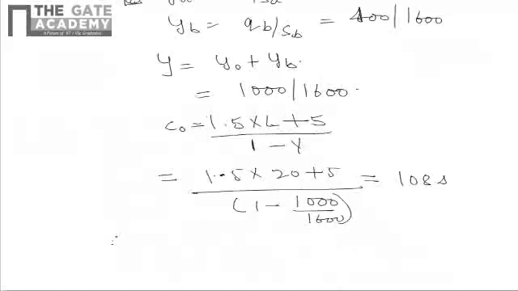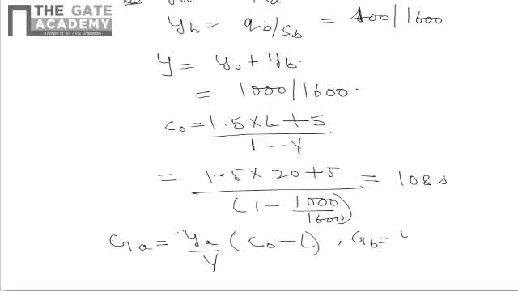Further, for your knowledge, if it is asked what is the green time of A, it will be given by YA upon total Y into C naught minus L, and similarly GB will be given by YB upon Y into C naught minus L.